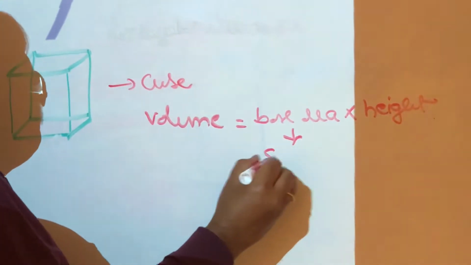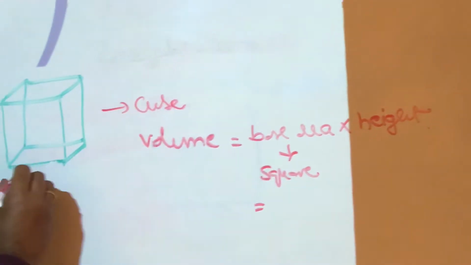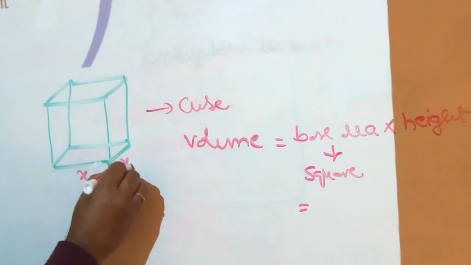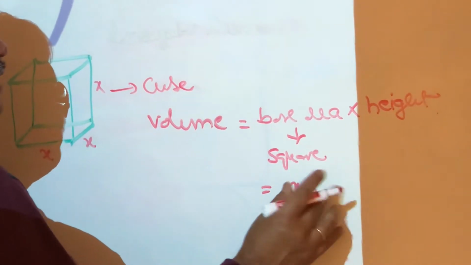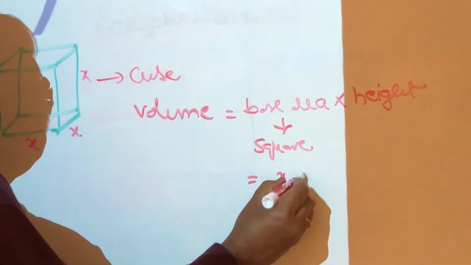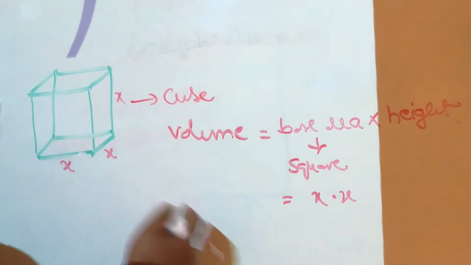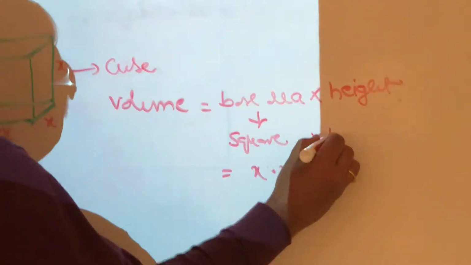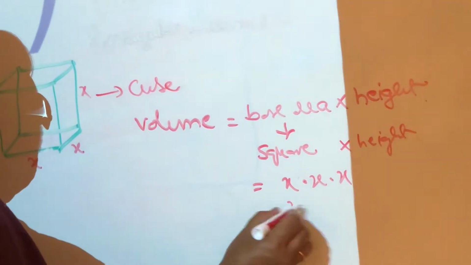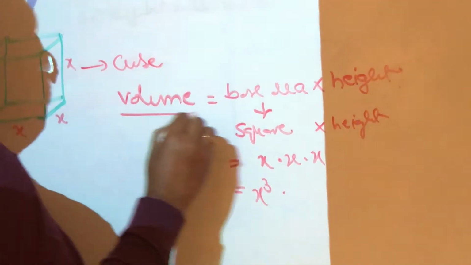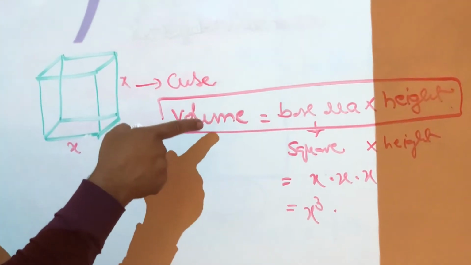So here the base is a square, so the square area, the sides are all equal. This is x, this is x, this is x, all are x's. So the square area is going to be x times x. And the height is also x, because since it's a cube, all sides are the same. So multiply with the height, which is still times x, which is going to be x cubed. This is the key formula that you need to memorize. This formula is applicable for a cube.